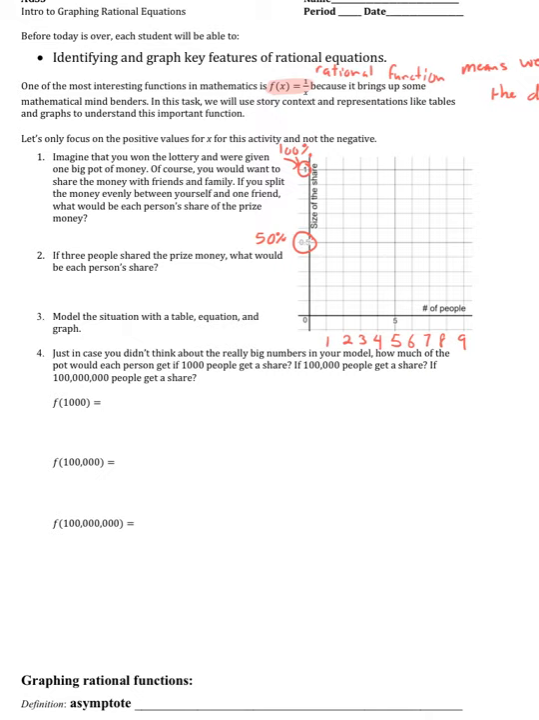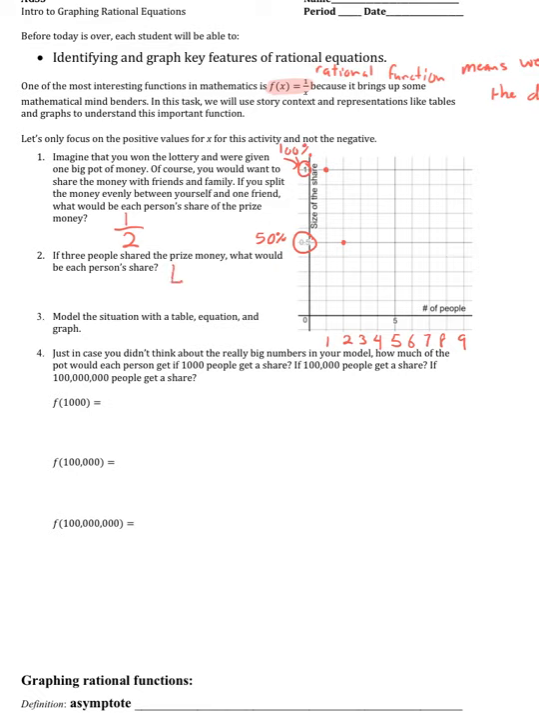So we're talking about the first problem. It says, imagine that you won the lottery and were given one big pot of money. So you want to share the money with friends and family. If you split the money evenly between yourself and one friend, what would be each person's share of the prize money? So if it's just you and somebody else, half. You're getting half the money, they're getting half the money. That's when you're splitting it evenly. Okay, so if I were to graph this, it starts out with me getting 100% of the money. Or if I split it with a friend, then we're each getting 50% of the money.